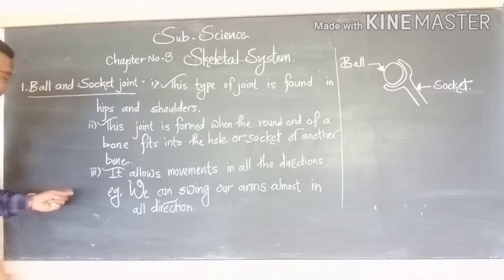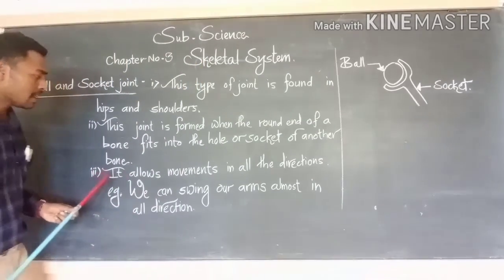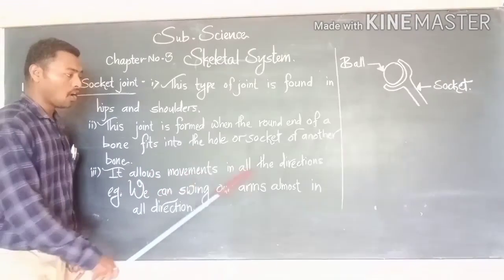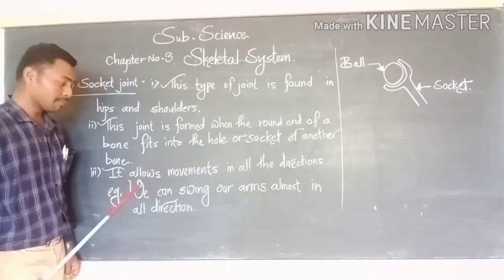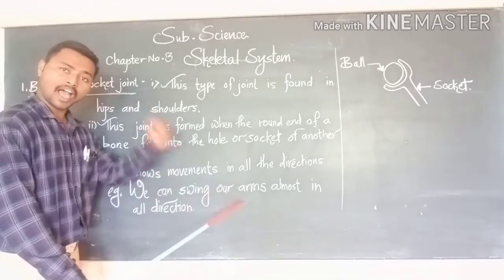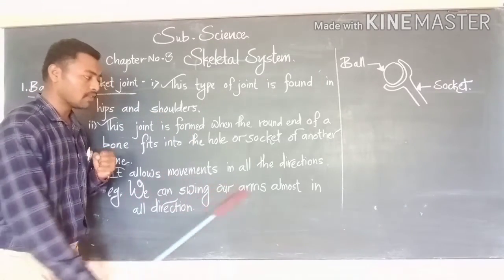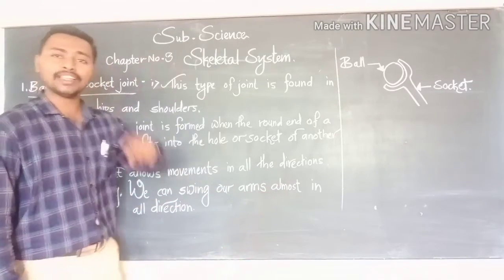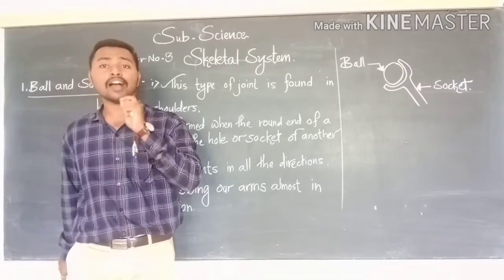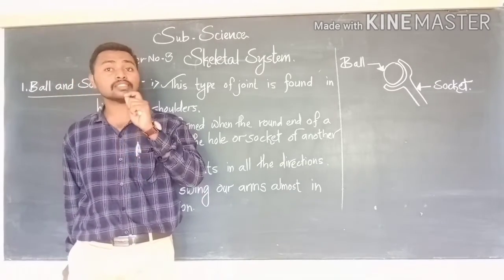The last, third point, it allows movements in all directions. Example, we can swing our arms. We can swing our arms almost in all directions. That means we can move our arms almost 360 degrees.